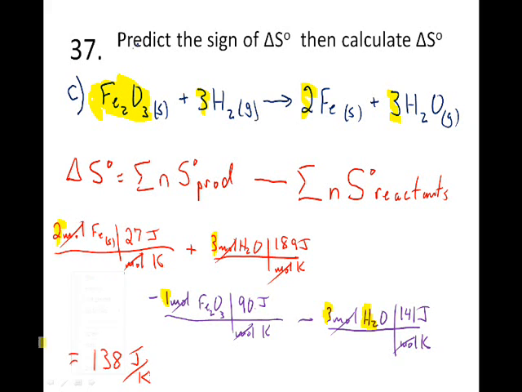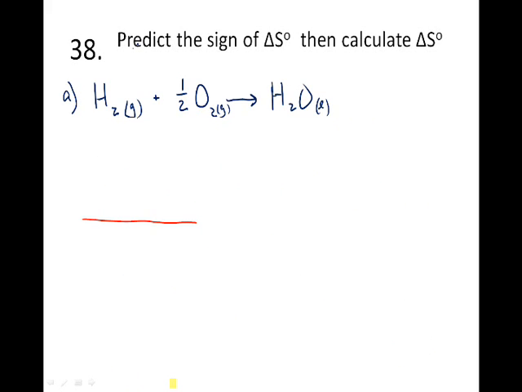Okay, let's go on to number 38. Same kind of problem. Let's predict the sign. Now this we should be able to predict, because we're going from 1.5 moles to 1 mole. So we're actually compacting this and making it less spread out. So I'm going to predict a, what did you predict? A negative change in entropy, I hope.